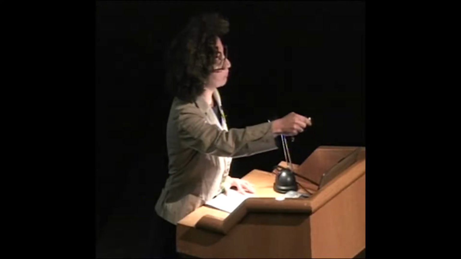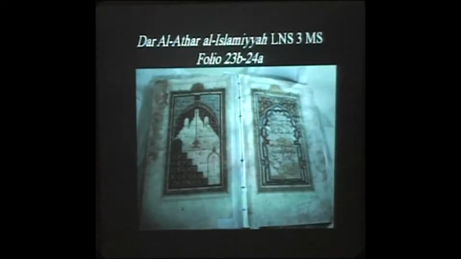In folio 23B of LNS 3MS from Dar al-Athar al-Islamiyya, the Al-Sabah collection, three tombs are represented by three gold rectangles. Here's one. The tombs are of the Prophet Muhammad and his two companions, Abu Bakr and Umar, each identified by the inscription on top. The Prophet's tomb is diagonally placed above Abu Bakr's, which is above Umar's. A gold lamp hangs from the polylobed abstracted mosque arches that are framed within a red, gold, and blue background. The gold halo at the top marks both folios, perhaps a reference to a prayer niche, a mihrab.